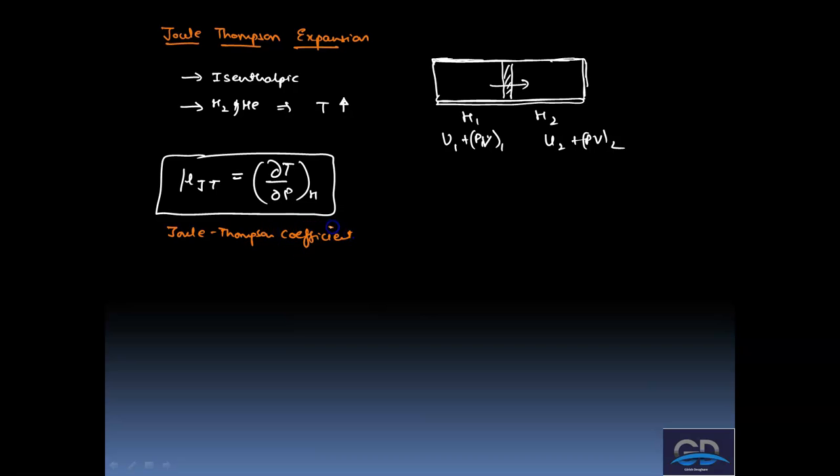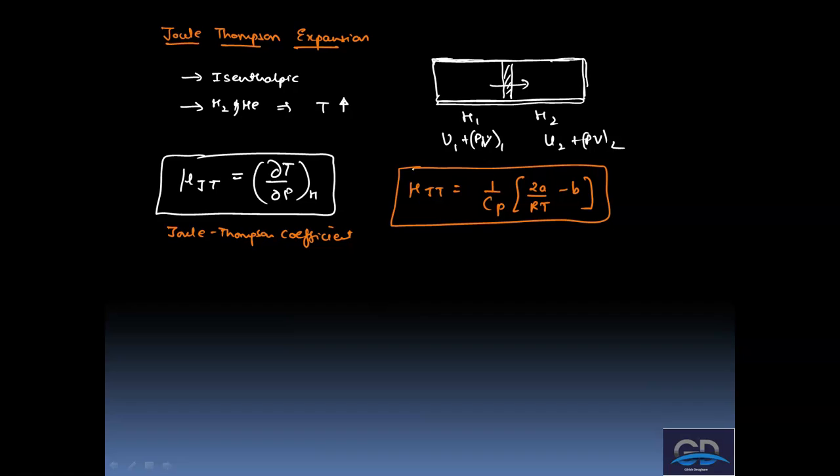Now we have to derive the expression for real gas. We know that Joule Thomson coefficient for real gas, mu JT, is equal to 1 upon Cp times (2A upon RT minus B). So this is what we need to prove. The derivation is a bit tedious, but do all the steps one by one, and I hope that you will be able to solve it. So how have we defined this? We have defined this as an isenthalpic process. So when we say isenthalpic process, then the change in enthalpy would be 0.